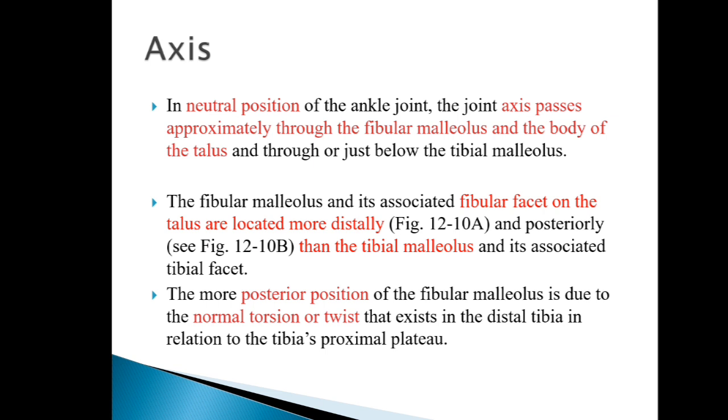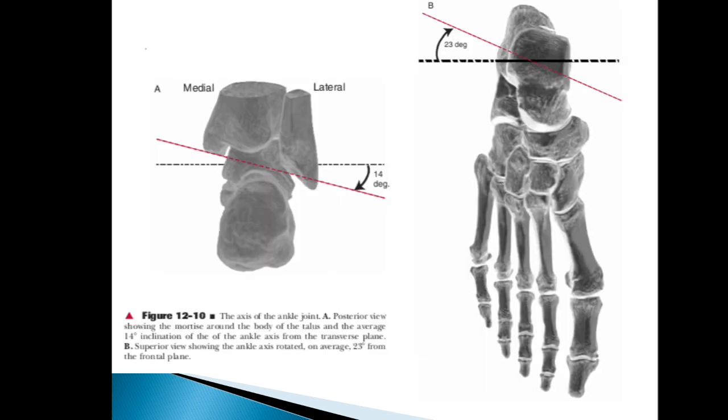We can say the joint axis passes through the malleoli and the body of the talus. So this is the axis of the ankle joint.